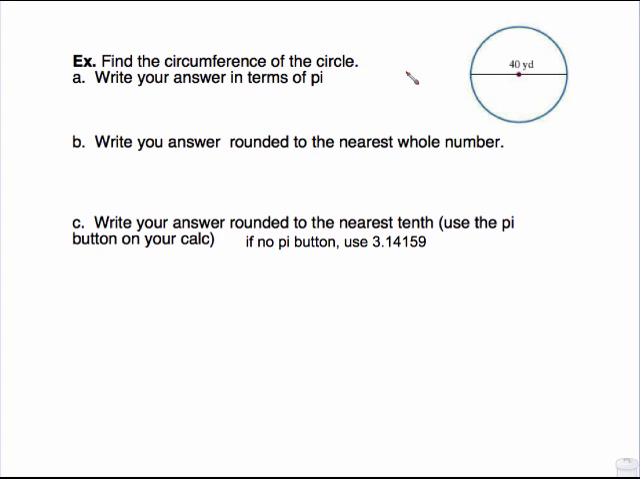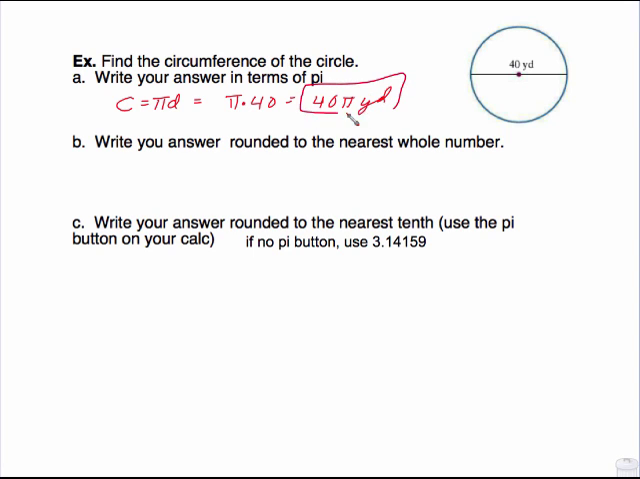So let's find the circumference of this circle. So this is 40 yards, that's the whole diameter. So I'm going to use this right here. C equals pi times d. So it's pi times 40, which looks better if we write 40 pi, and our unit is yards.